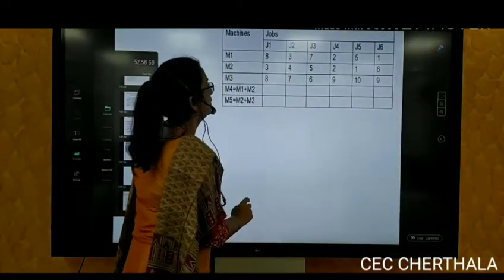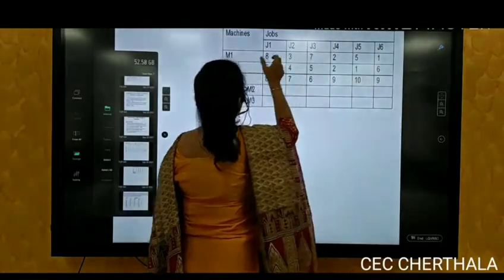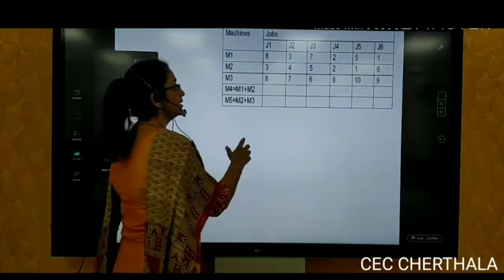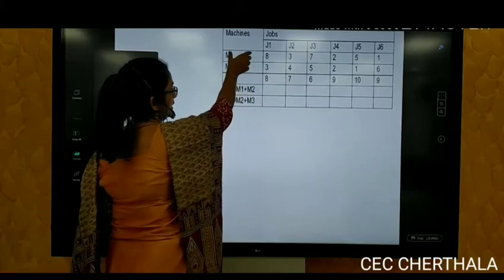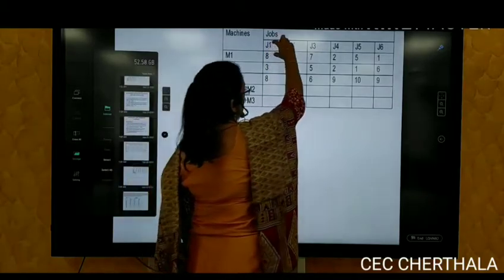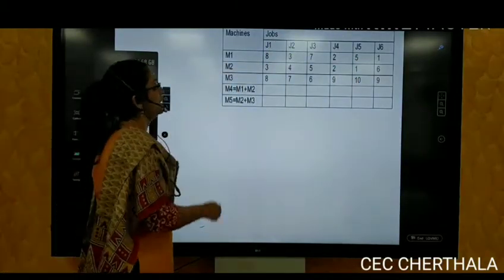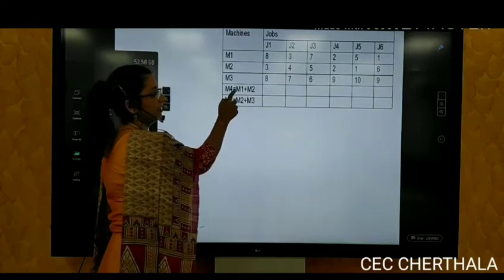Here I have written jobs in the first row and machines in the column. You can use the other method also. We can write J1, J2, the jobs here in column and machines M1, M2, M3 here. That is also possible. Now the hypothetical machines are M4 and M5. M4 is M1 plus M2 and M5 is M2 plus M3.